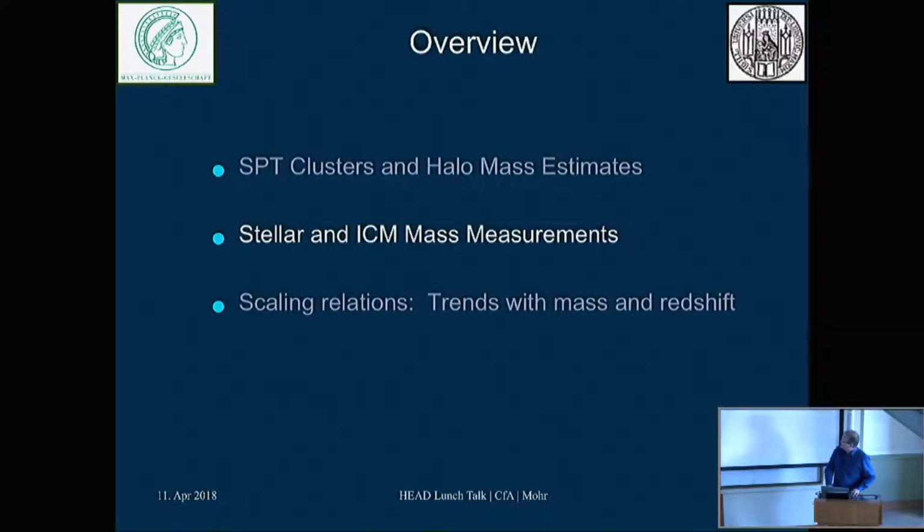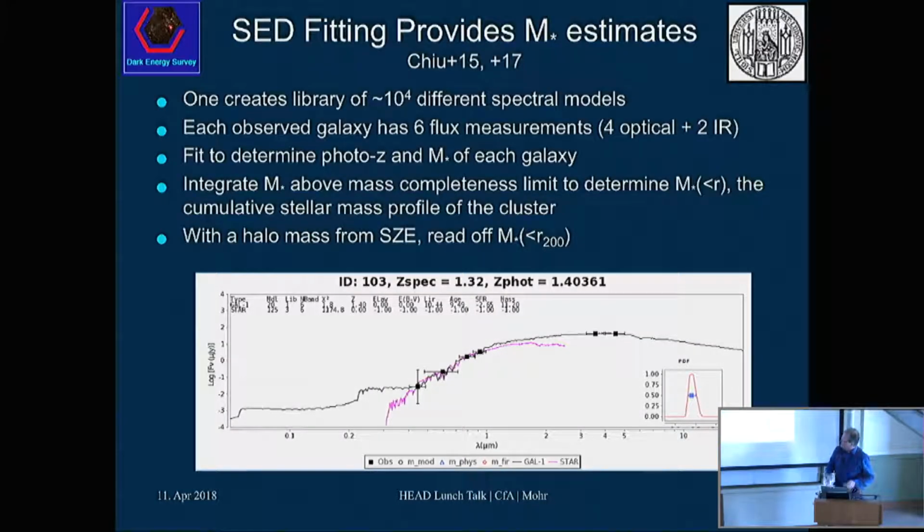Important detail. Now, measurements of stellar and ICM masses. You've seen this, just a quick review. We're basically doing SED fitting to each galaxy towards each of the SPT clusters that I showed you. Typically, we have 4 optical flux measurements and a couple of infrared measurements from either Spitzer or WISE, and it works pretty well for estimating both the photo-z's and the stellar masses of the galaxies through established techniques. What we actually do is we measure the stellar masses of all these galaxies.